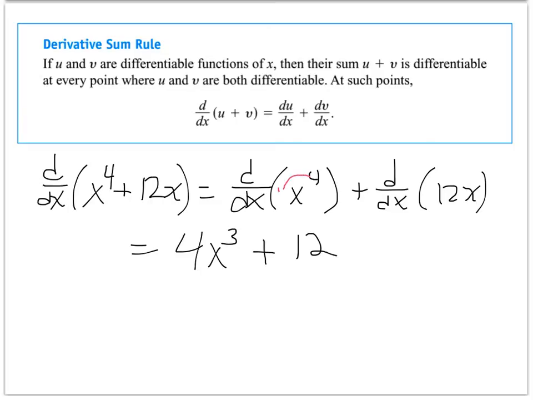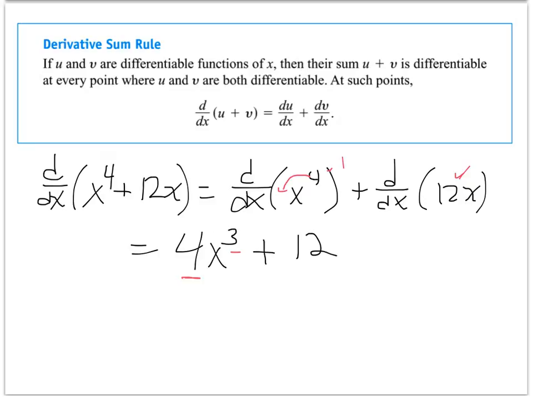Again, don't let me go too fast for those of you that are just learning this. They're bringing that 4 down. That's where that 4 came from, and then subtracting 1. So that's where the 3 came from. And then here we just talked about that's a linear, or you could say you're bringing the 1 down and subtracting 1 and getting the 12.